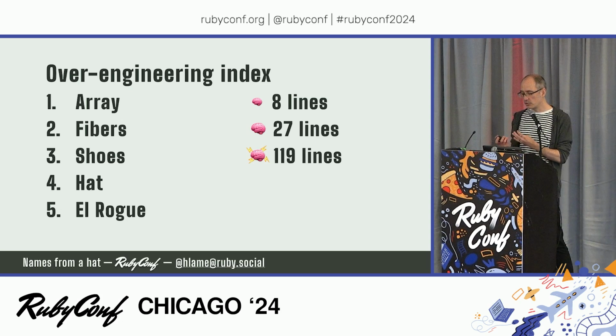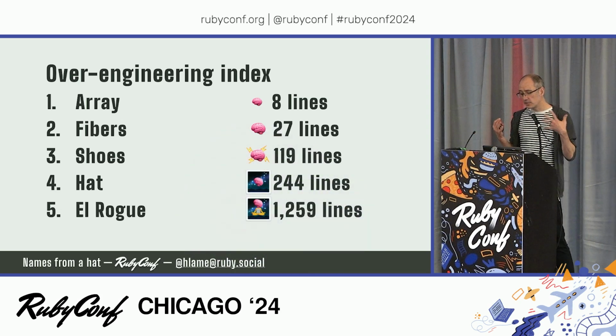Version 3, a simple grid of text with some mild animation, 119 lines. Version 4, an animated hat with multiple states of animation, 244 lines. Version 5, a fully fledged terminal game, 1,259 lines of code. So obviously I can't show you all of this, but there are 2 things I do want to talk about.